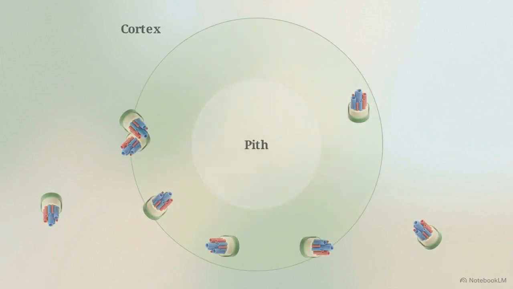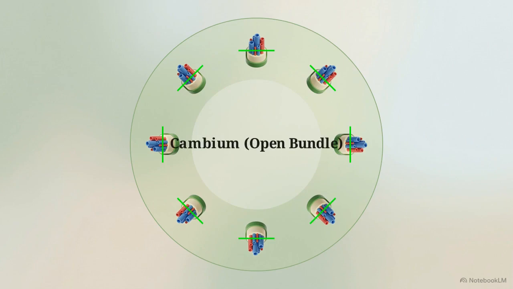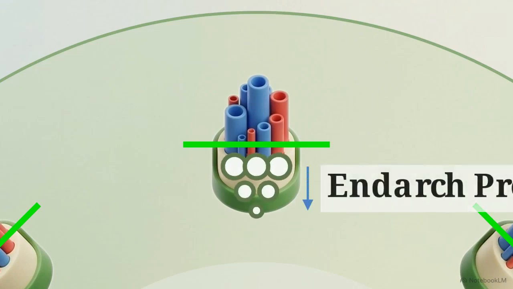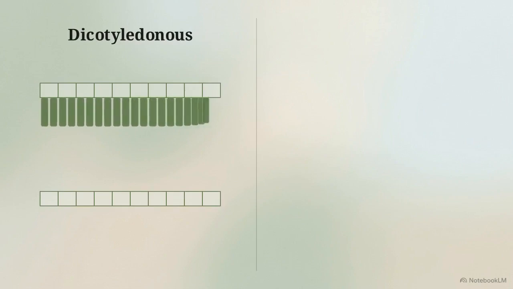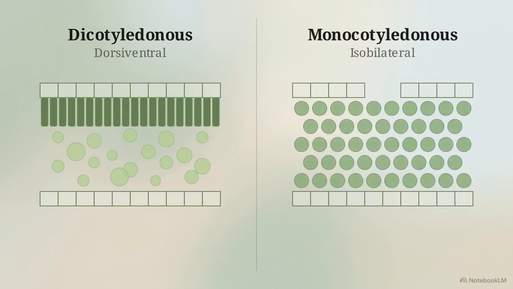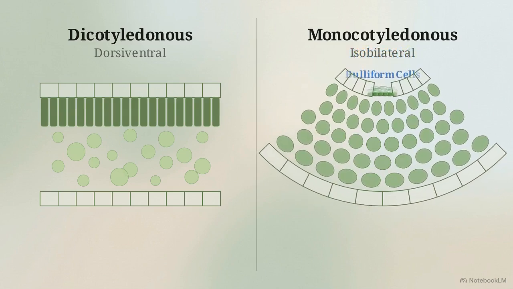A dicot stem, in contrast, features a neat, organized ring of open bundles that contain cambium. In stems, the protoxylem points inward, which is called an endarch arrangement. For leaves, dicots exhibit a dorsiventral structure with distinct palisade and spongy mesophyll layers. Monocot leaves are isobilateral. Their mesophyll is identical on both sides, and grasses often feature specialized empty bulliform cells that force the leaf to curl inward during water stress.